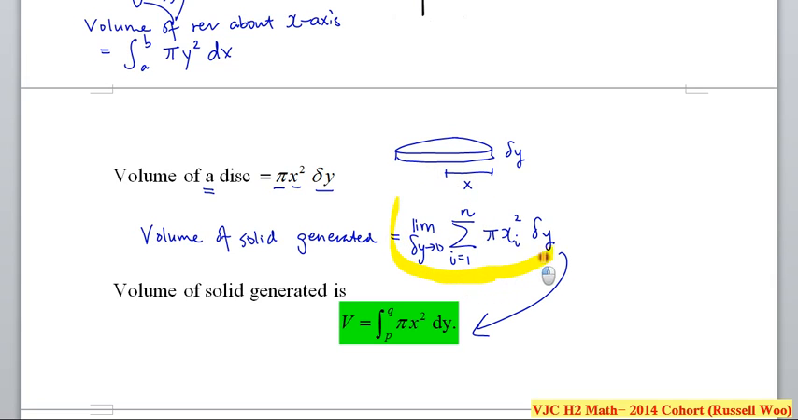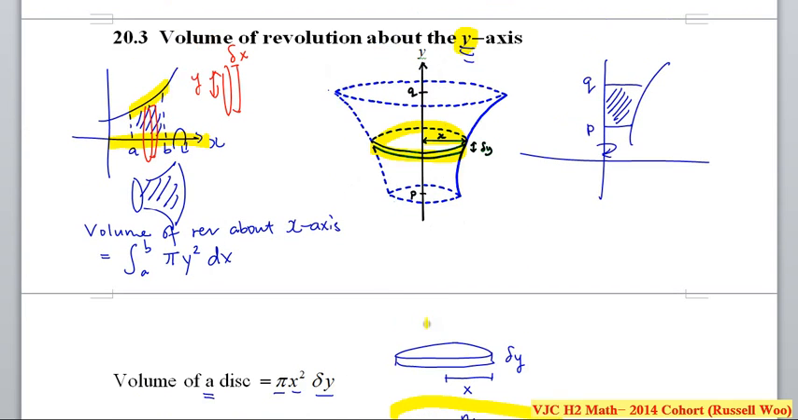This and this in calculus are equivalent. So let's contrast this. If it's x-axis, we get pi y squared dx. If it's y-axis, it is, from P to Q, pi x squared dy. Now, you notice it's quite similar, analogous to the area formula, except that now this is with a pi and x squared. If it's x-axis, it's pi y squared dx. Okay, let's use an example to illustrate this.